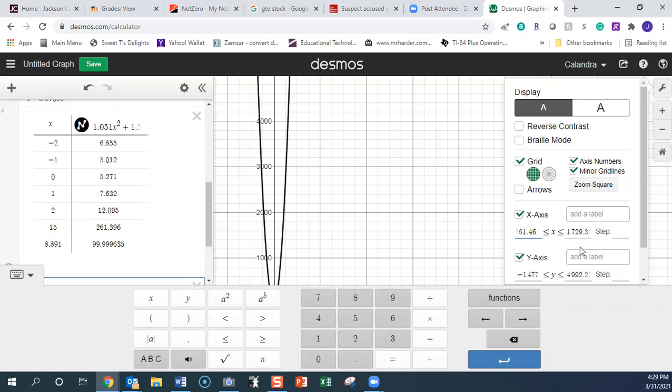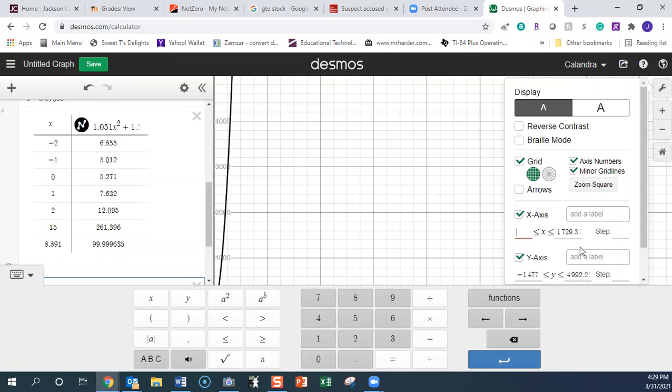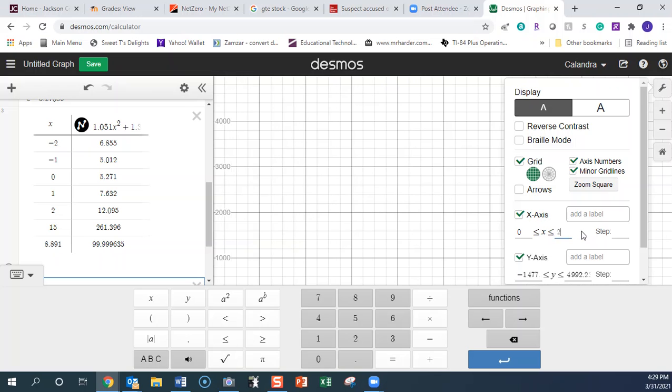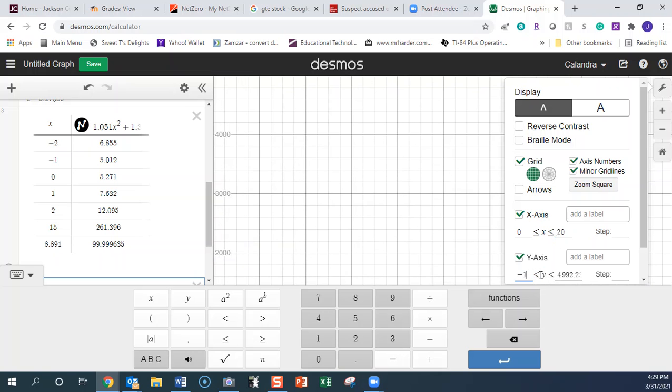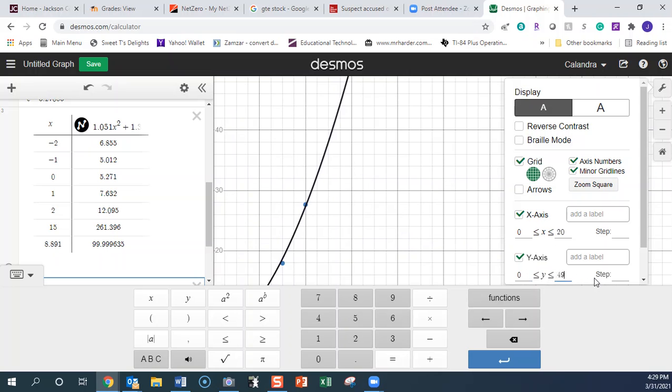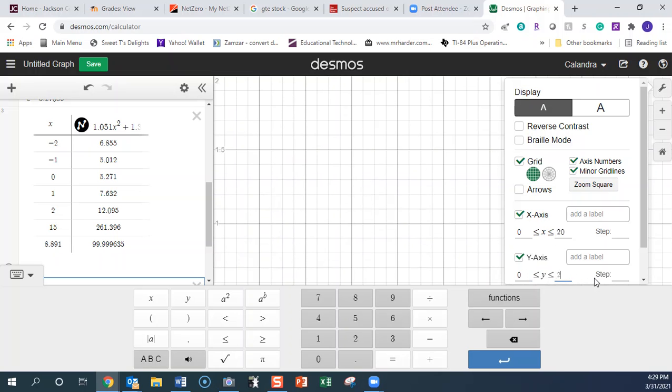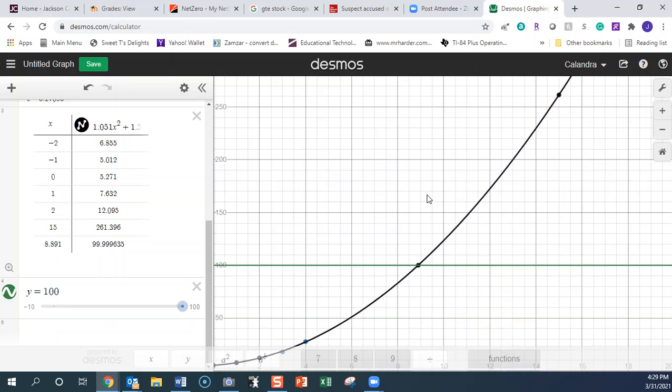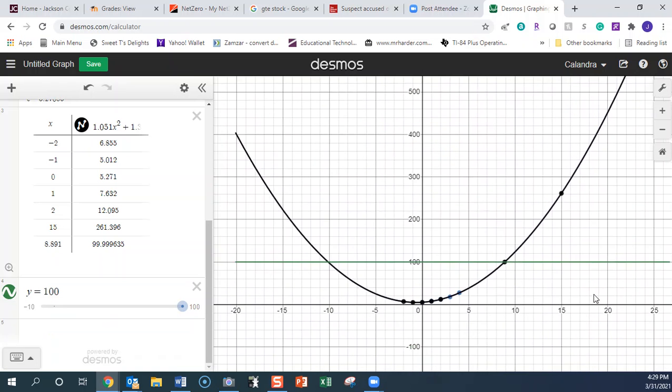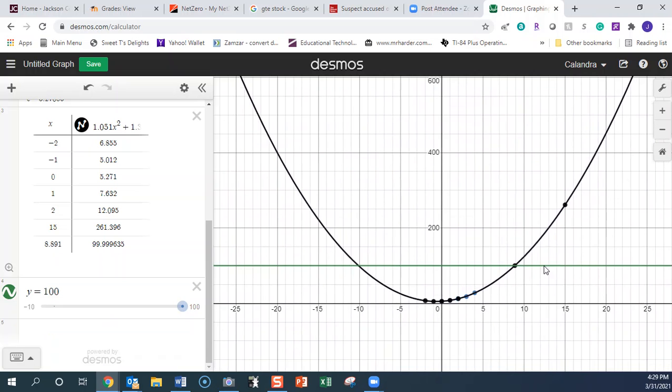Let's go back from 0. I want you to be able to see this very well, say 0 to 20. All right. And then for the y, I still will want 0 to, let's go to 280. All right, now, yeah, this looks a lot better. Okay, so now we have our graph here.